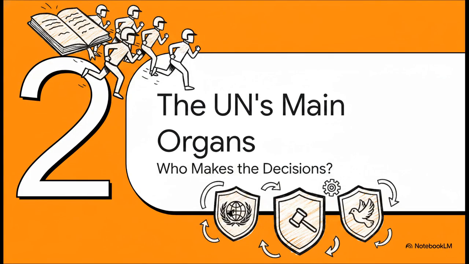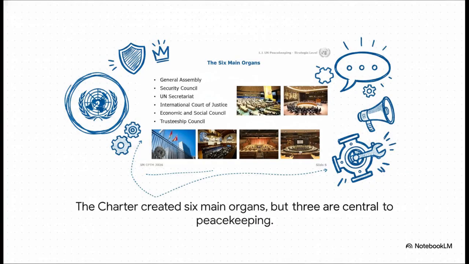Okay, so if the Charter is the rulebook, who are the players on the field? The UN has 6 main organs, but when it comes to peacekeeping, 3 of them are doing all the heavy lifting. And here we can see the overall structure. There are 6 main organs in total, but for our purposes, we're going to zero in on these 3 key players. You've got the Security Council, which we can think of as the executive board, the General Assembly, which is kind of like the global town hall, and the Secretariat, the engine room that actually gets all the work done.